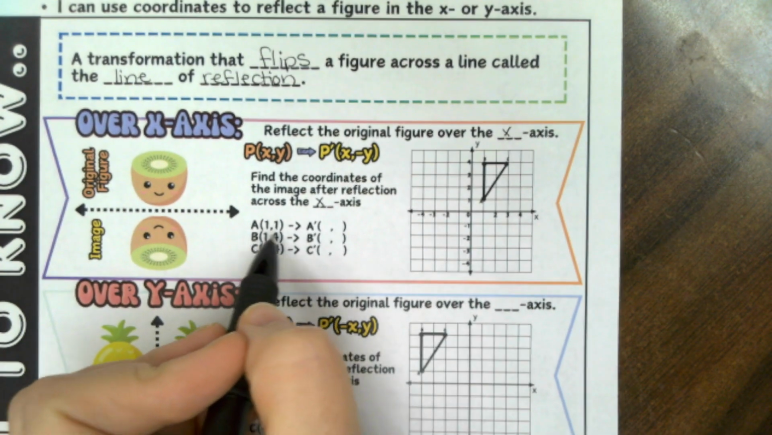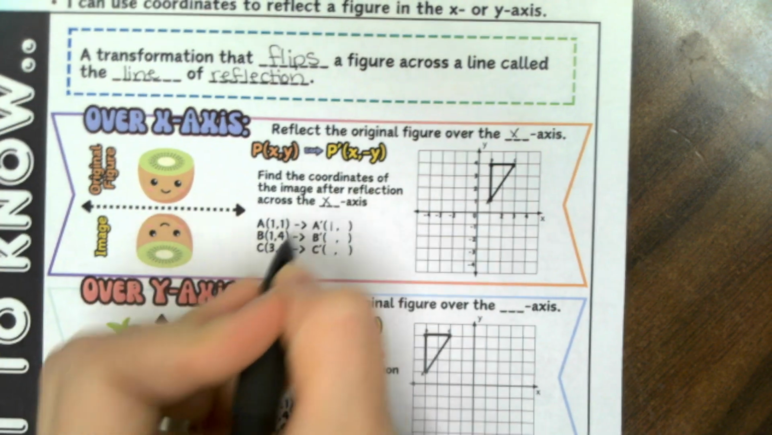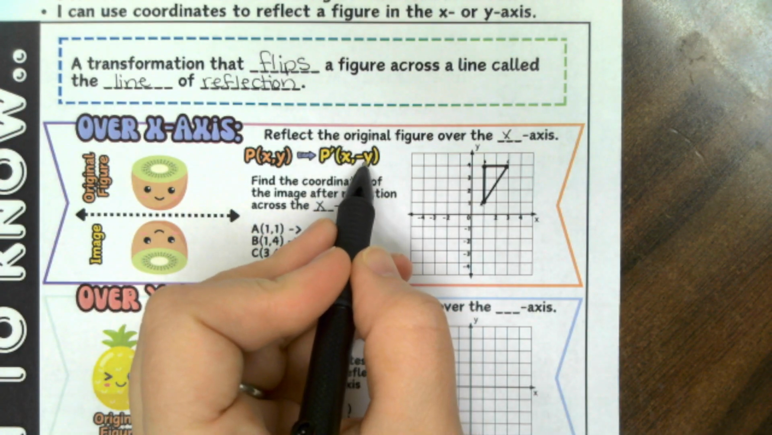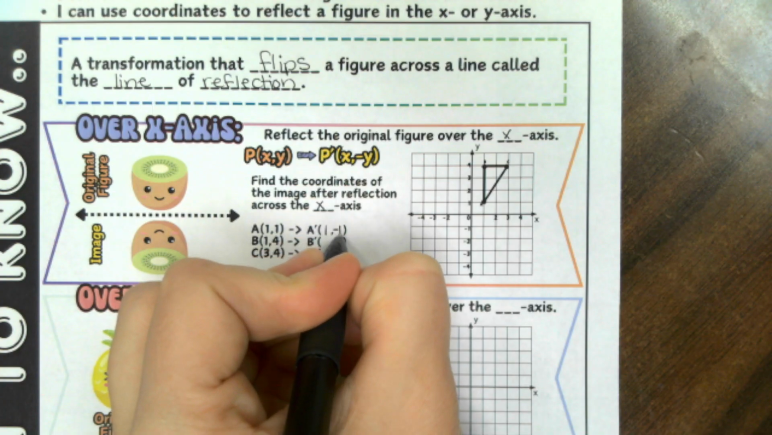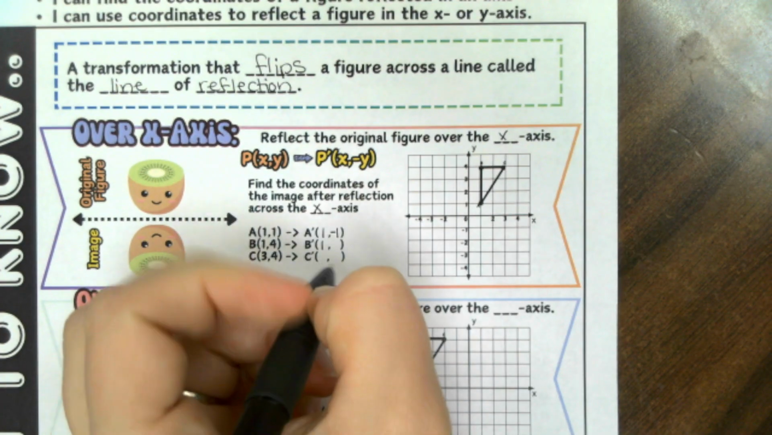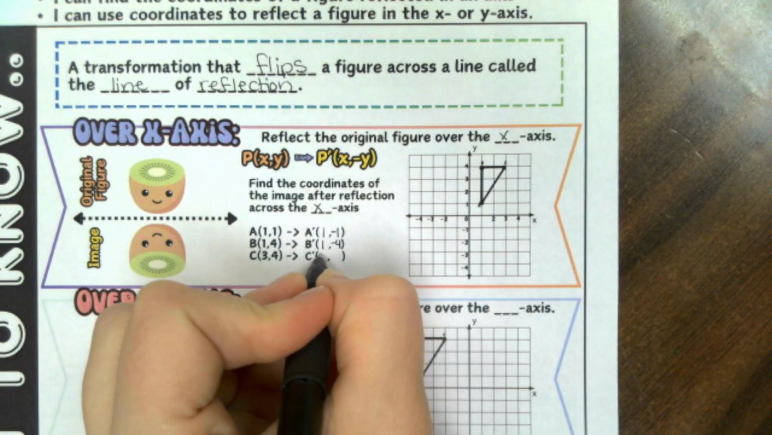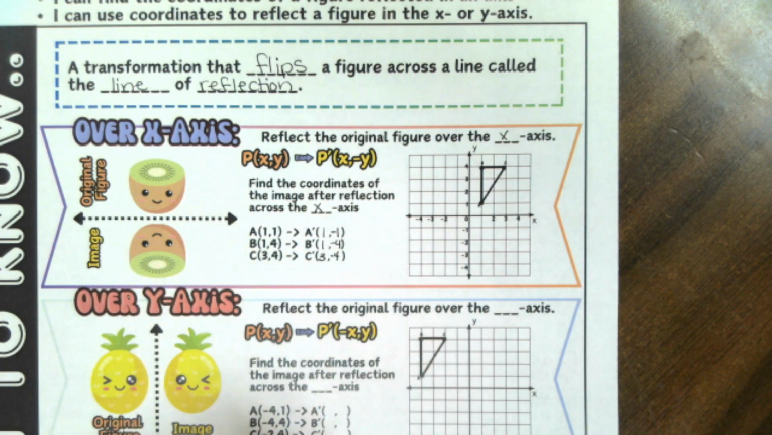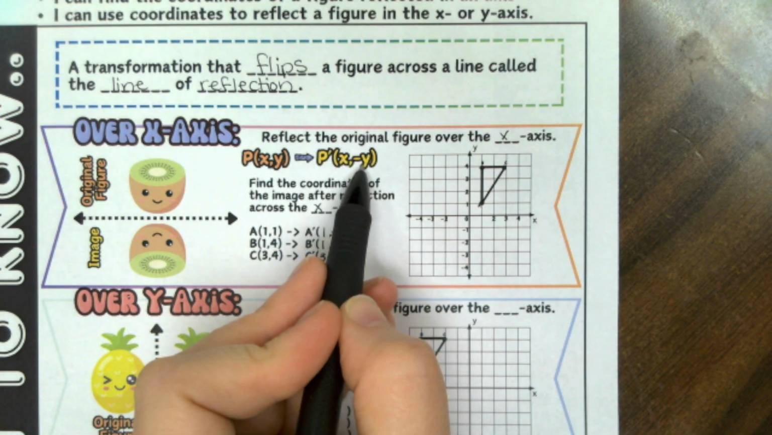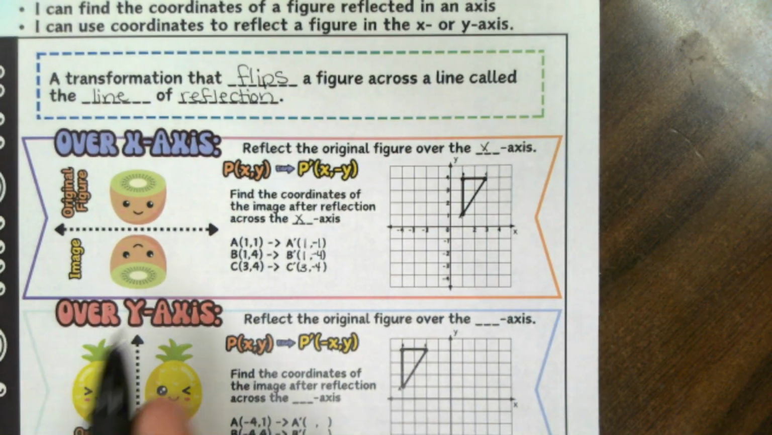So in this case, I have 1 for my x, and I know those stay the same, and then my y is 1 also, but in my image it becomes a negative 1. So for my B, my x stays the same at 1, and my image is negative 4. Then I have 3, negative 4, because I kept my x the same, and for my y, we added that negative to it. Okay, so let's see what happens when we plot those points.